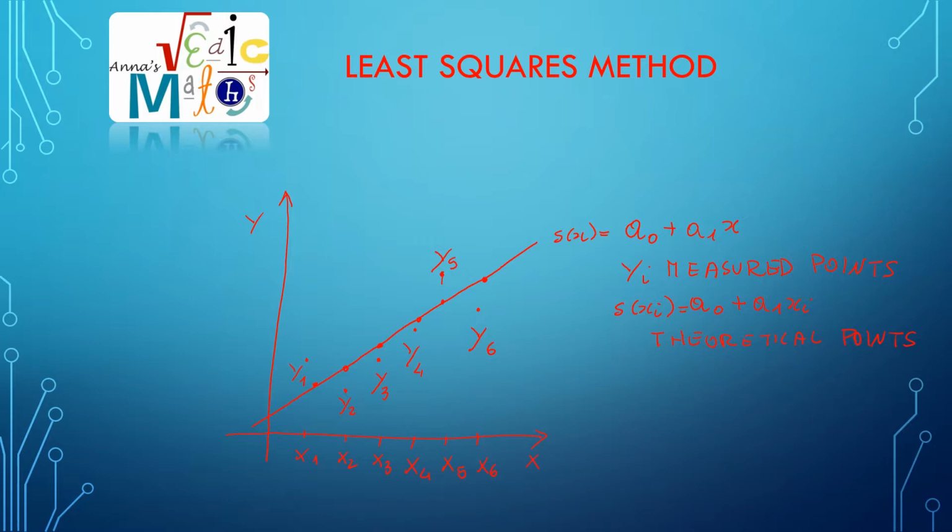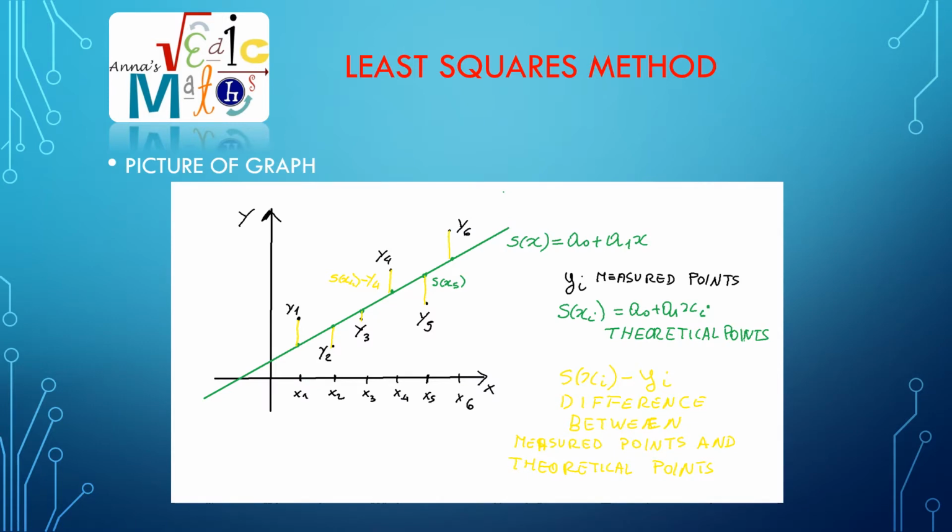And here is the difference between the measured points, for example y5, and the theoretical points, as x5. Here are all the differences between the points. I want to find the best line S(x) equal a0 plus a1x that approximates the points.